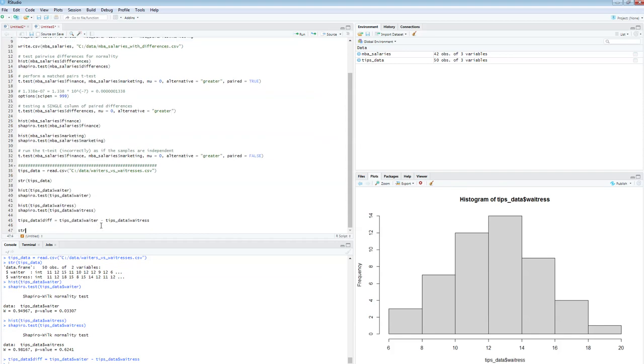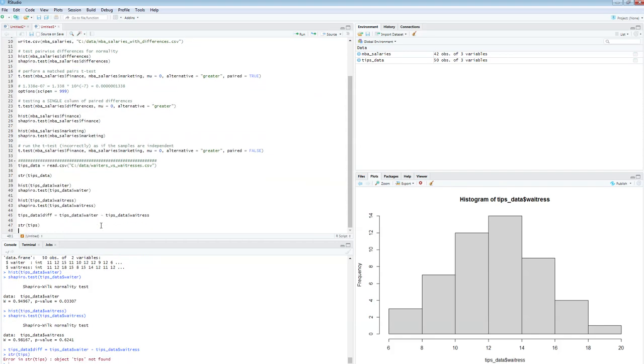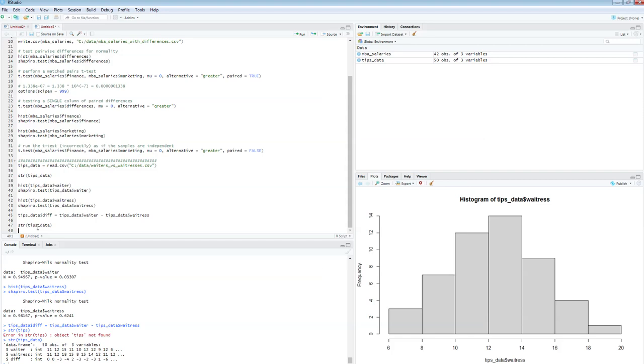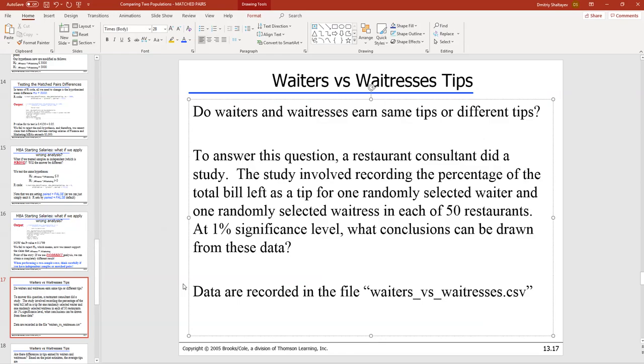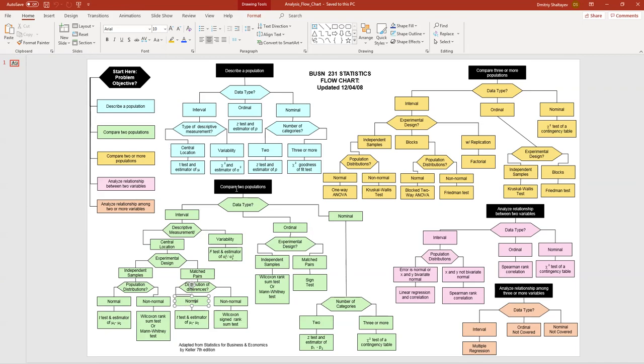And I can even look at the structure of my data for tips, right? And I will see, hold on, didn't type all of it. Okay, bam. And I can see that when I run this line, tips data column called diff is waiter minus waitress. Here's my new column diff. Okay, and what am I testing? Right. So now that I have, I need of course to see if the t-test is even an option here, right? No, that's not the one that I want to look at. All right. So here, right?